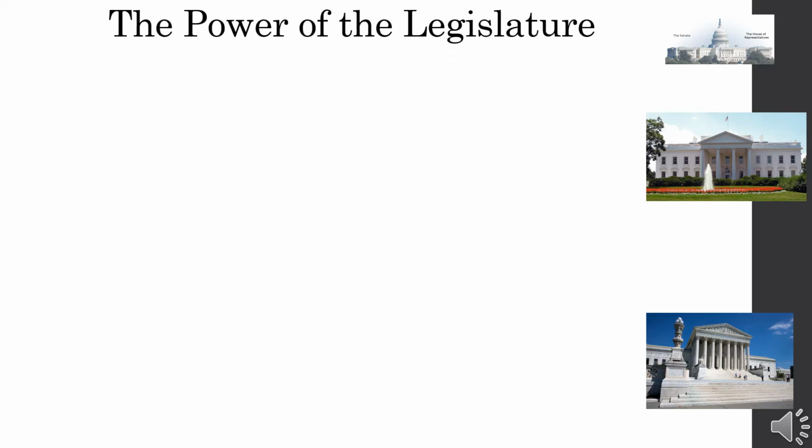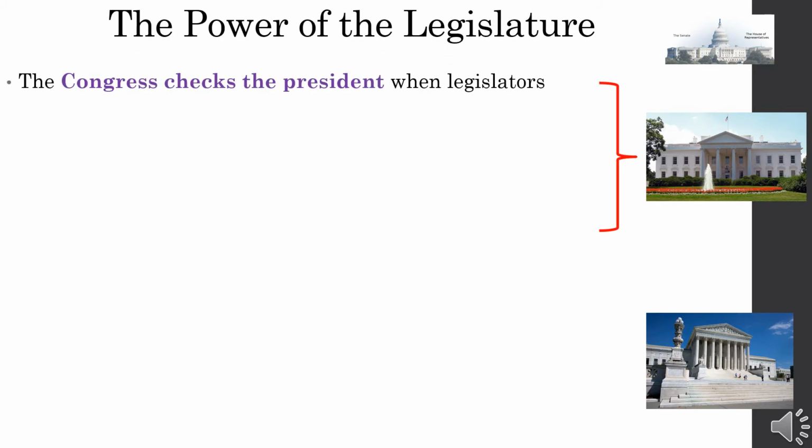So before we can talk about what each branch does for us as citizens, we need to talk about how one branch of government keeps the other two branches in their place. And we start with the power of the legislature. The Congress checks the president when legislators do one of two things. The first thing has to do with making a law. Congress passes a proposed law and gives it to a president.